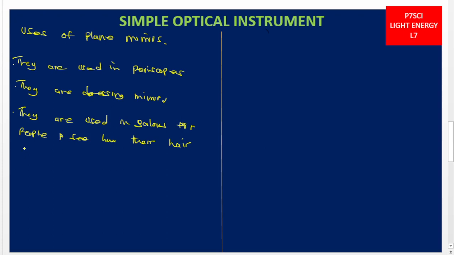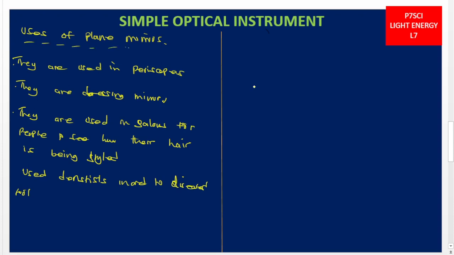They are also used by dentists in order to quickly see the diseased tooth or the sick one. Alright, so those are some of the uses of plane mirrors, my dear candidate. At this juncture, let us go and get our activity.